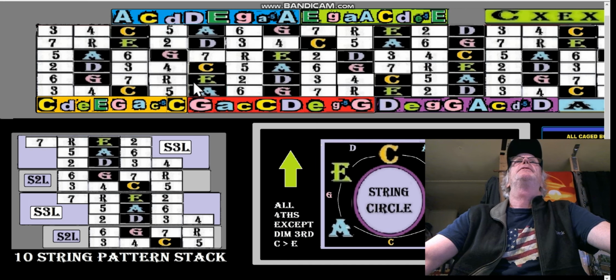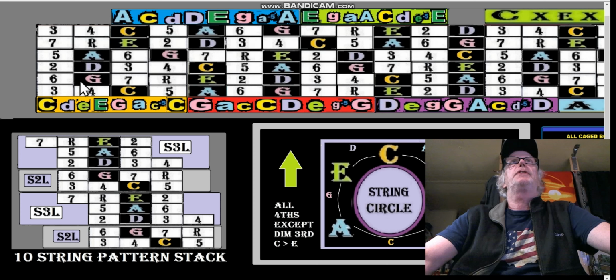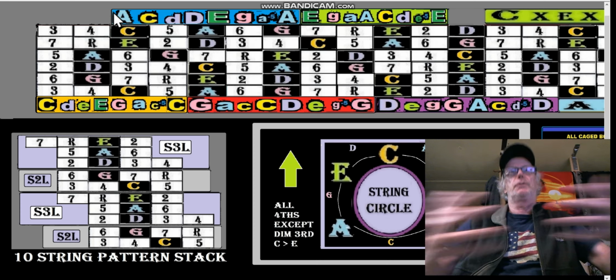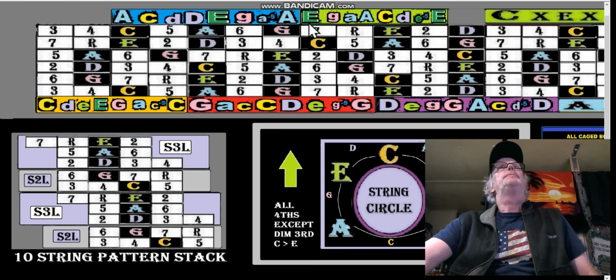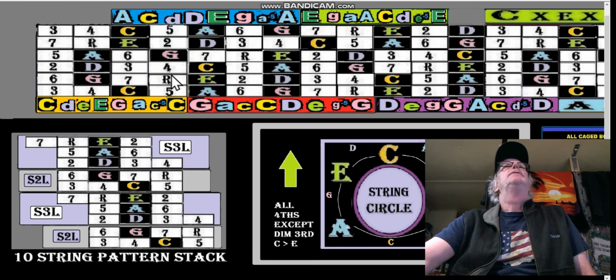So the bottom string shapes are the string shapes. So the C string shape, when it's on the bottom, we're in the C cage. The G string shape, when it's on the bottom, that's the G cage there. And the A string shape is on the bottom, there's the A cage right here. Okay, now the cages are overlapping. So where are we at?